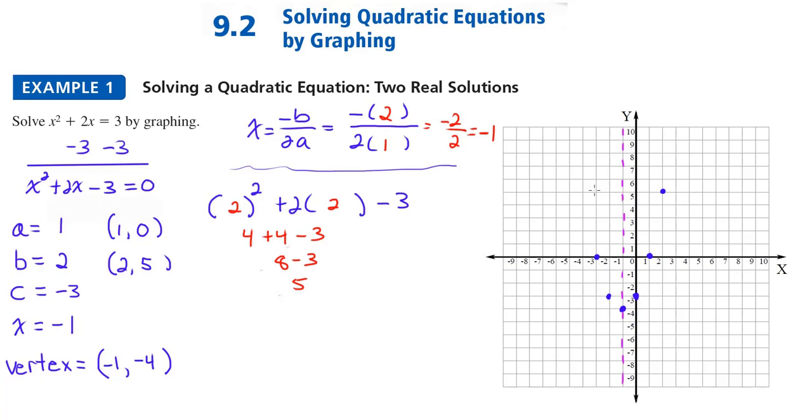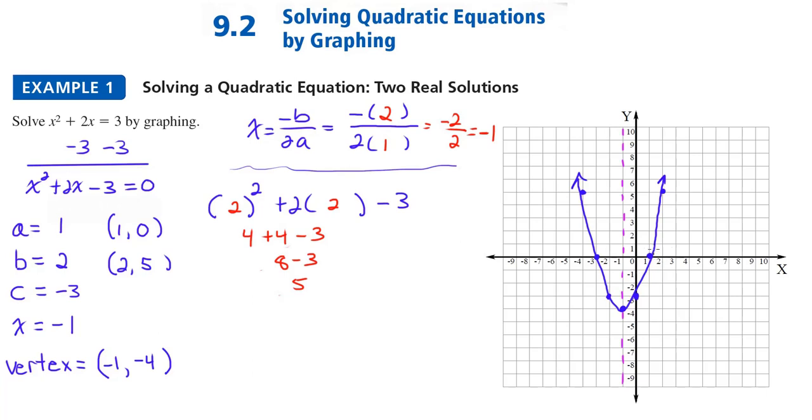So its partner will be 3 steps to the left. And so here is our parabola. I'm having a hard time graphing these perfectly, but you get the idea. And our main focus in order to solve this equation is the x-intercepts.